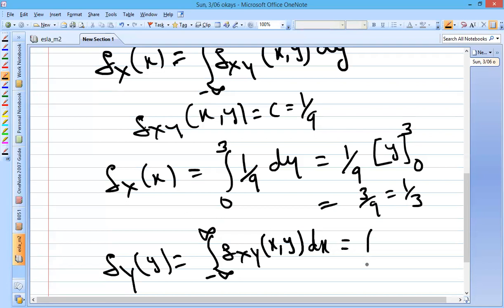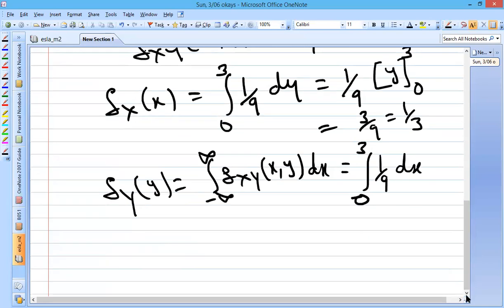So this is from 0 to 3. X also takes values between 0 to 3. Fxy of x comma y is nothing but 1 by 9, which has to be integrated with respect to x. What is the answer? 1 by 3, ma'am. Yes, 1 by 3. This is the second part, where we have calculated the marginal PDFs fx of x and fy of y.